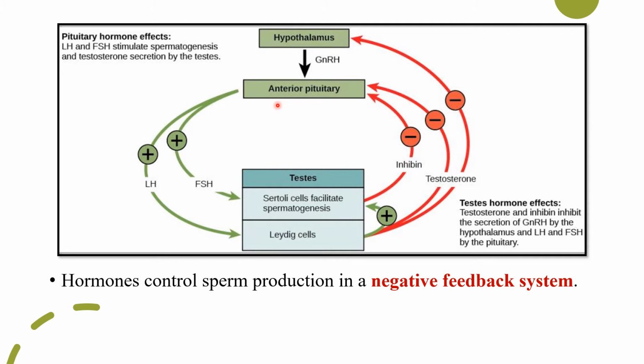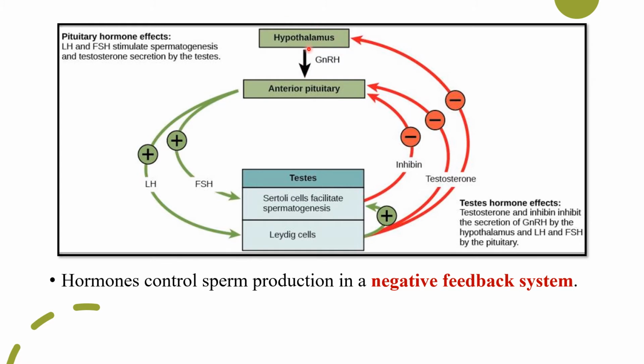So, pituitary hormone effect. The pituitary hormones affect the following. We have the luteinizing hormone and the follicle stimulating hormone from the pituitary gland that stimulates spermatogenesis and testosterone secretion by the testes.